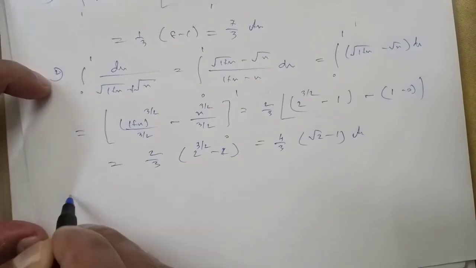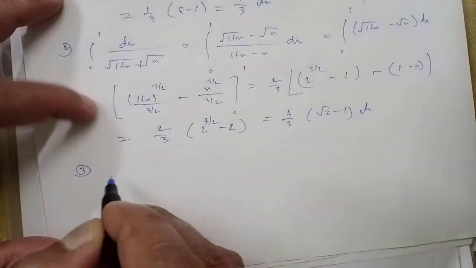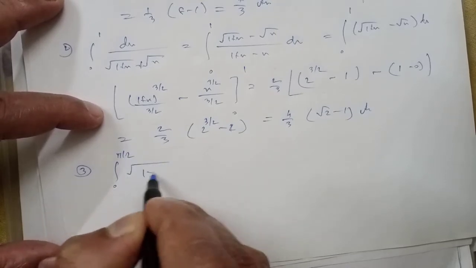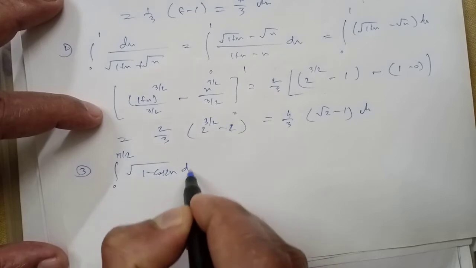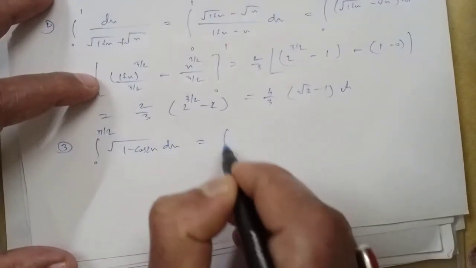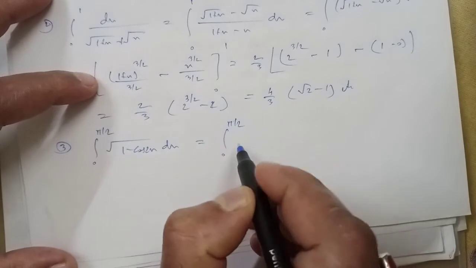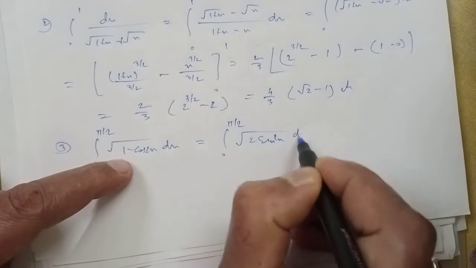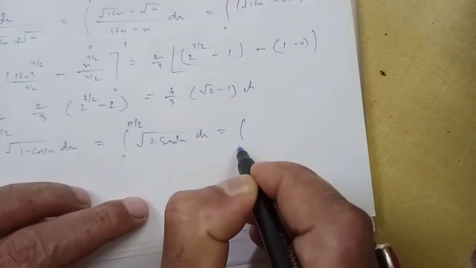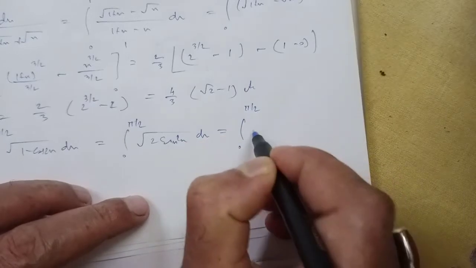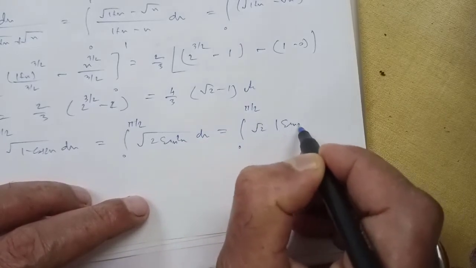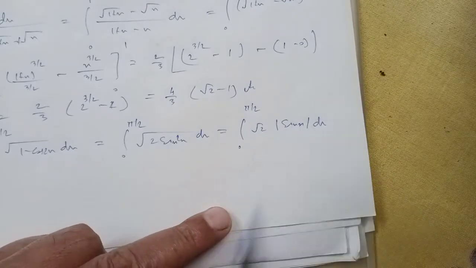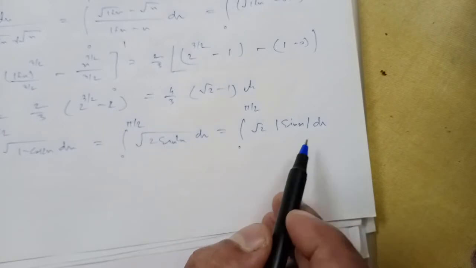Next, number 3, this is integration 0 to pi/2 under root 1 minus cos 2x dx. This will be integration 0 to pi/2 under root of 2 sin square x dx, since 1 minus cos 2x is 2 sin square x. First write it in this way, 0 to pi/2 root 2 mod of sin x dx. Why have I used the modulus sign here? Because we have to study the sign of sin x.